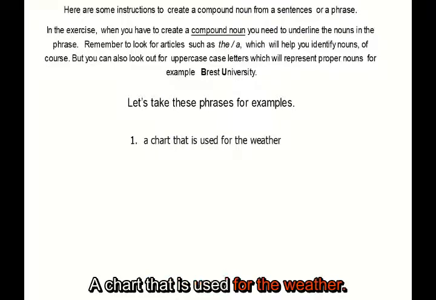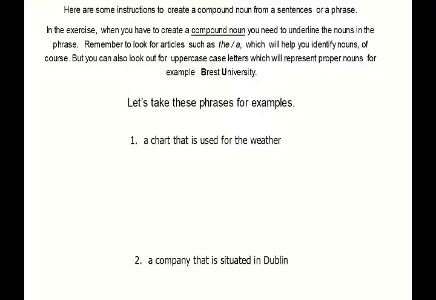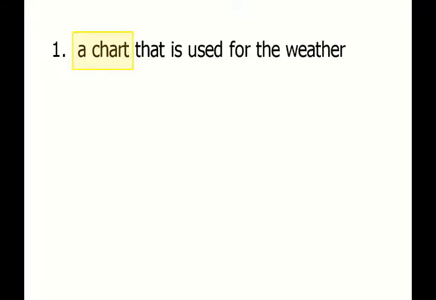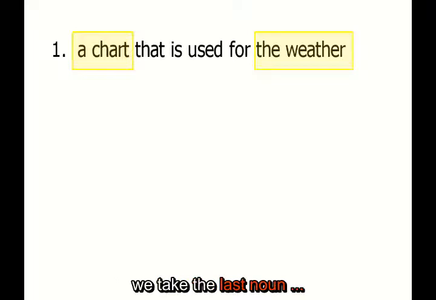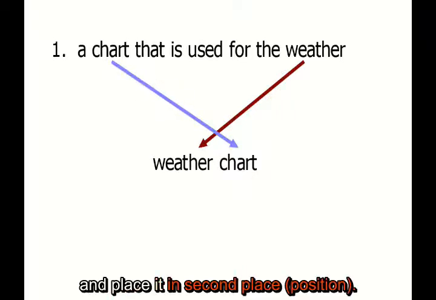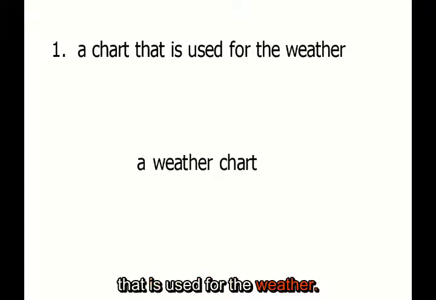Let's take these phrases, for example. A chart that is used for the weather. A company that is situated in Dublin. So, in example number 1, we have a chart and we have the weather. To make a compound noun, we take the last noun, weather, place it at the beginning and use the first noun, which is chart, and place it in second place. So, weather chart. But don't forget the article. A weather chart. A chart that is used for the weather.